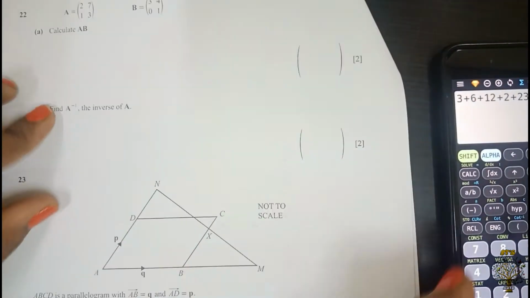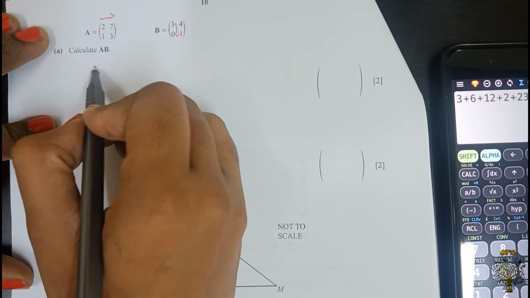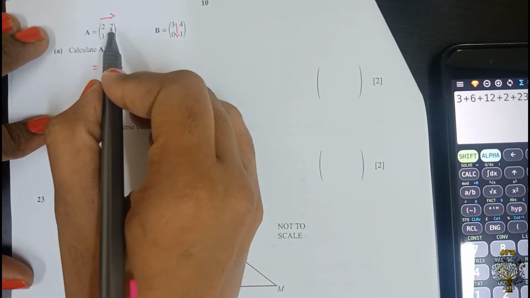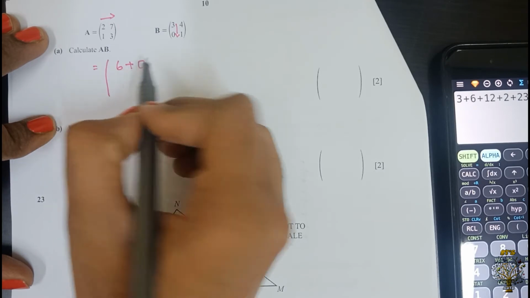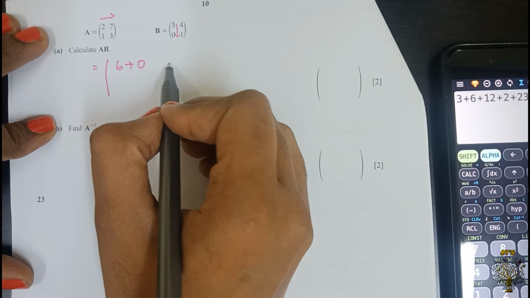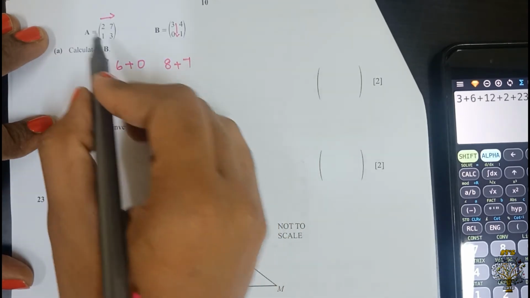They want us to find the product of these two matrices, row by column multiplication. So I am taking 2 multiplied with 3, that is 6. 7 multiplied with 0 is 0. Next, first row with second column, 2 multiplied with 4 is 8. 7 multiplied with 1 is 7.